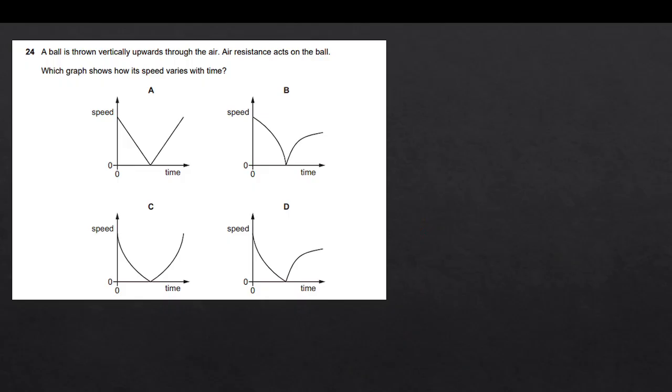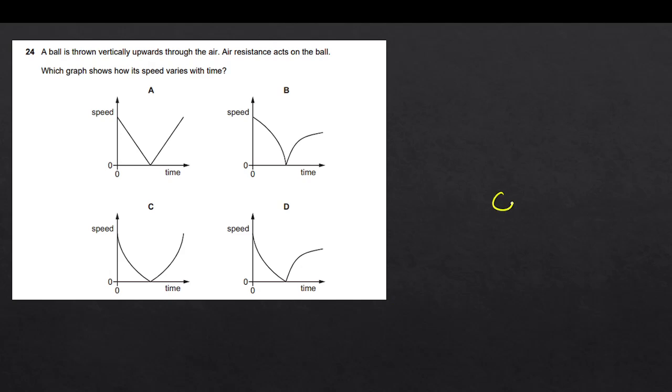Now let's take a look at question 24. A ball is thrown vertically upwards through the air. The air resistance acts on the ball. Which graph shows how the speed of the ball varies with time?